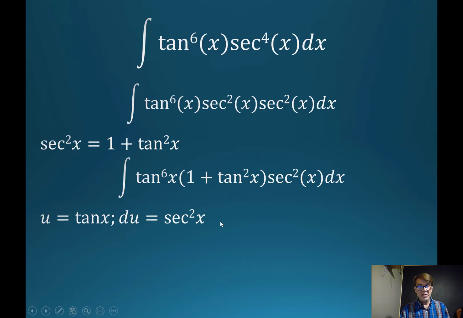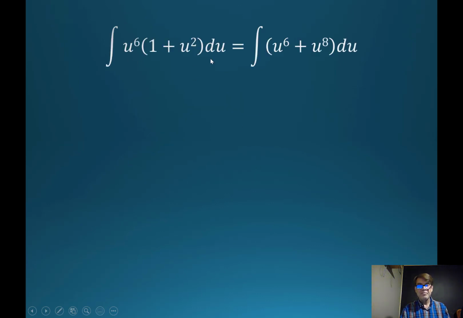All right, so now we're going to get what? u to the 6th times 1 plus u to the second, and then this is du, secant squared x dx. I should have had a dx there. I feel bad. All right. So now this is very manageable. We can go ahead and multiply it out, right? There's what we had on the previous slide.